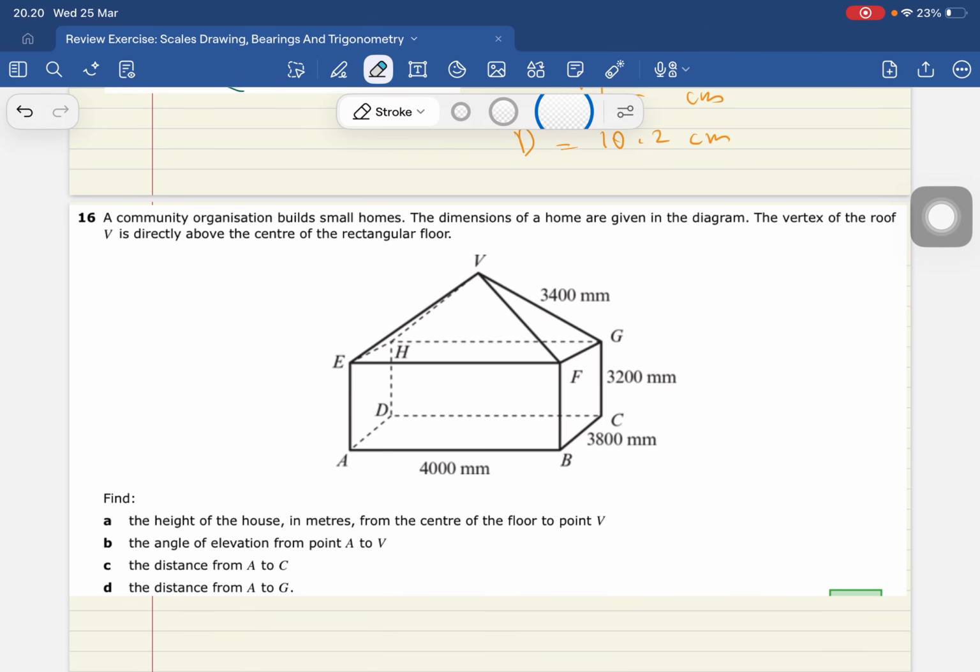Hi, in this video I'm going to solve again the practice questions for scale drawing, bearing, and trigonometry. Okay, let us take a look. Number 16.